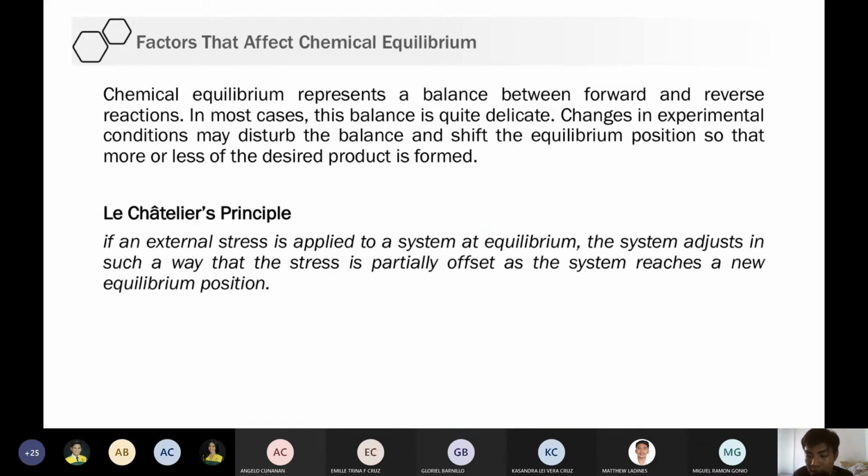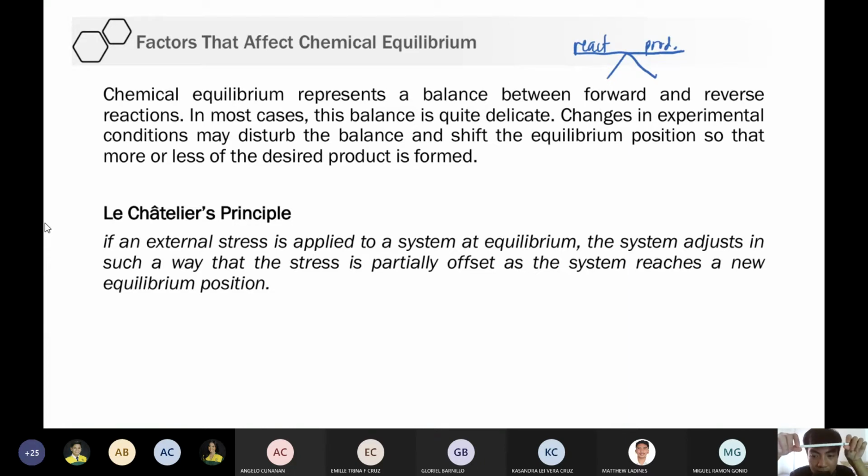So, let's proceed with the last part of chapter 3, factors that affect chemical equilibrium. Okay, so let's imagine equilibrium as a seesaw, a seesaw that is balanced. May reactant ka, may product ka. Imagine mo, balance yung seesaw na yan. Okay, so may weight ka or may mass ka dito sa reactant, sa product meron din. So balanced yan.